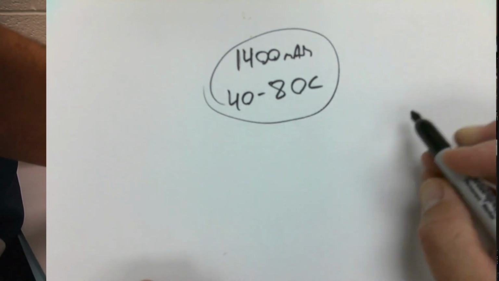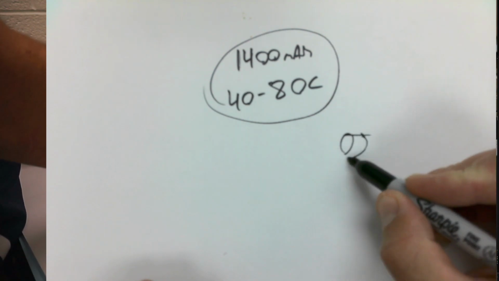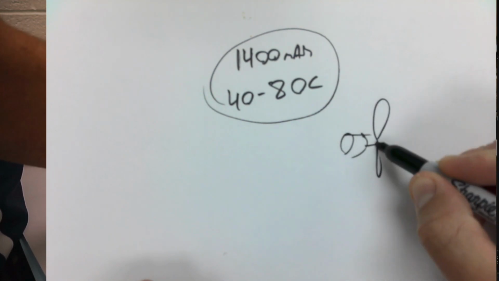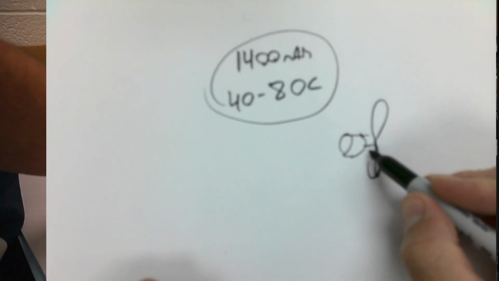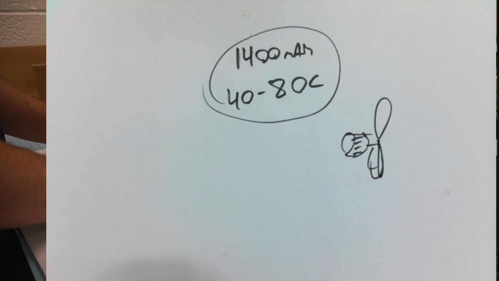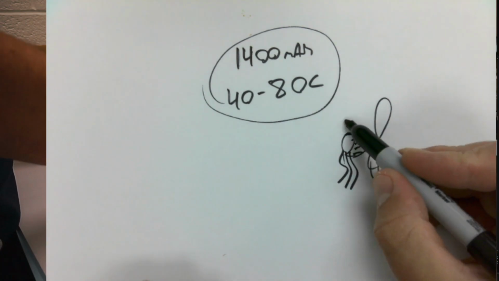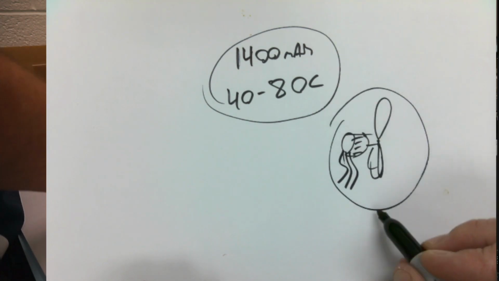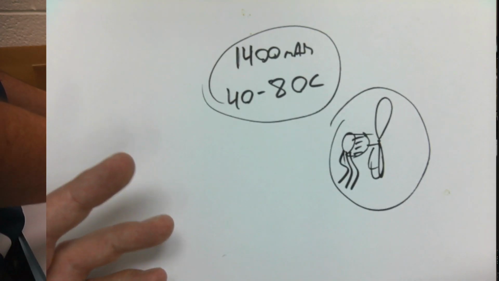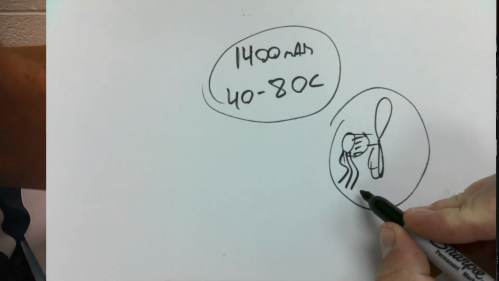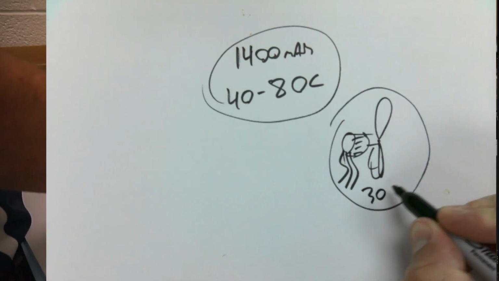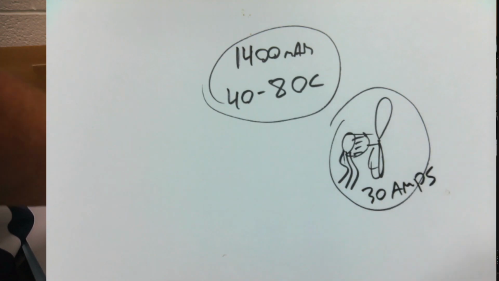If I have a motor prop combo, we'll just draw a little motor here. Here's our motor, here's our prop. There we go, artistic liberty. There's our motor wires. So this motor prop combo is going to request, let's say, I don't know, 30 amps at full throttle.